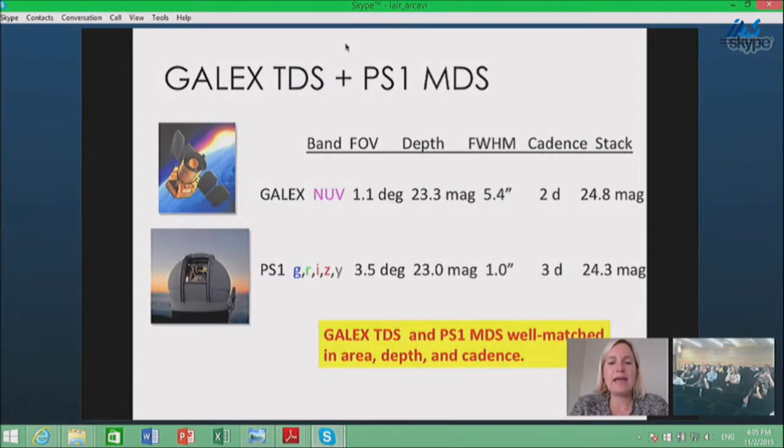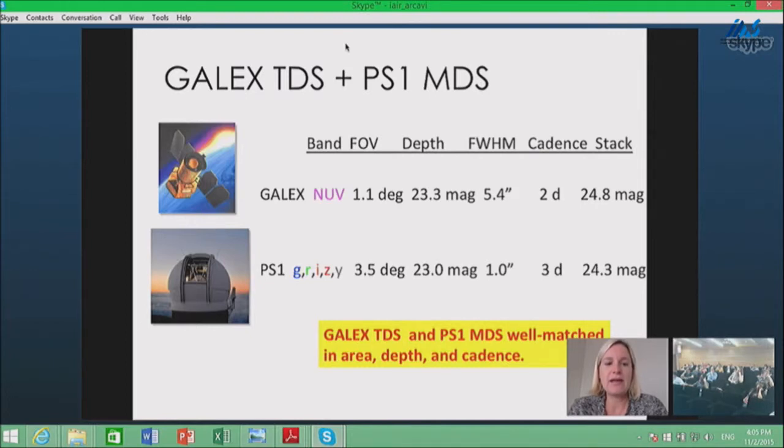So the candidate that I'm going to talk about today was a result of a joint effort between the GALEX space UV telescope and the ground-based Pan-STARRS optical time domain survey. And we did an experiment called the GALEX time domain survey, where we did co-spatial and co-temporal observations with GALEX and Pan-STARRS. And these 2 telescopes were actually quite well matched in terms of their field of view and sensitivity.